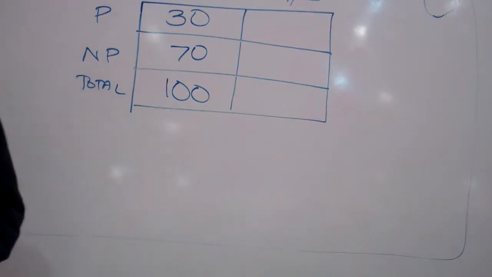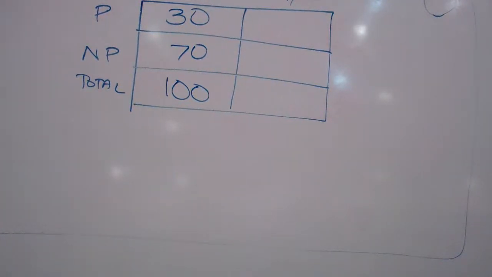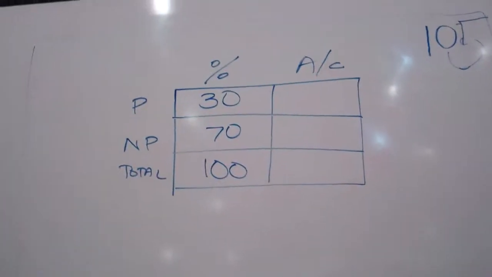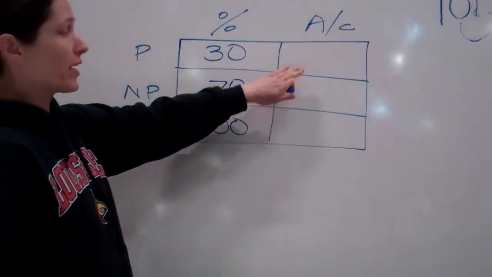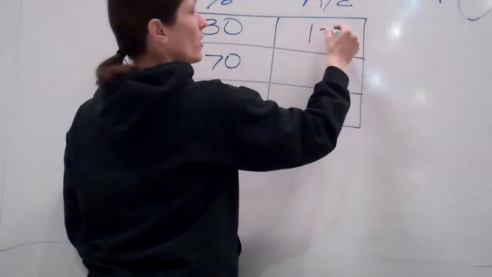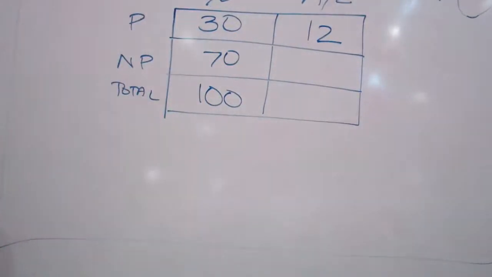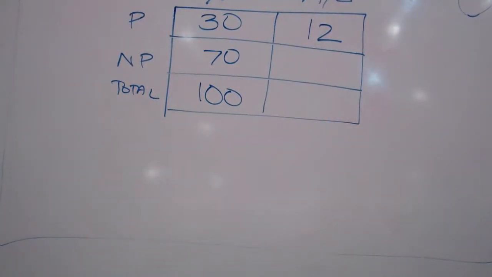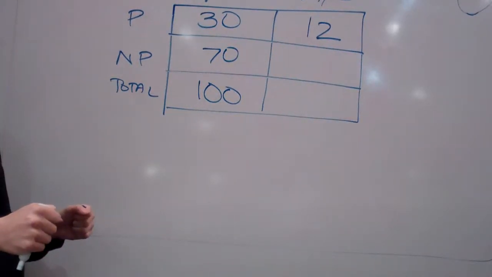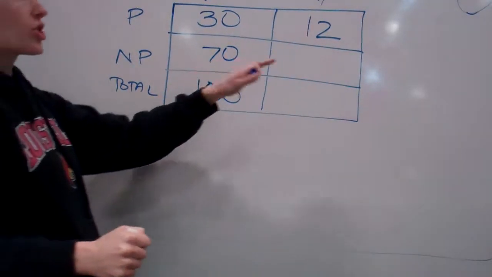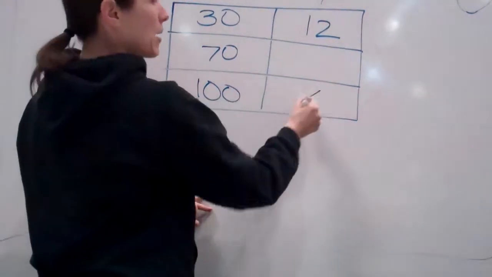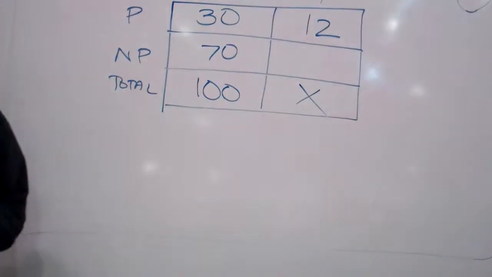Pretty simple. Okay, now here's what it says. If there were 12 portraits, actual count is 12. Would it go here, here, or here? A, B, or C? A. There are 12 portraits. Then how many paintings were there in all? What are they wanting to know? Total. How many paintings, actual count, are there in all? I'm going to put an X because we don't know that.